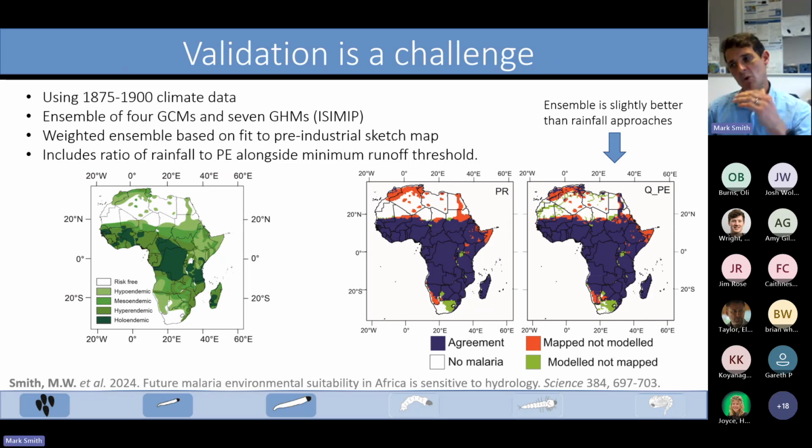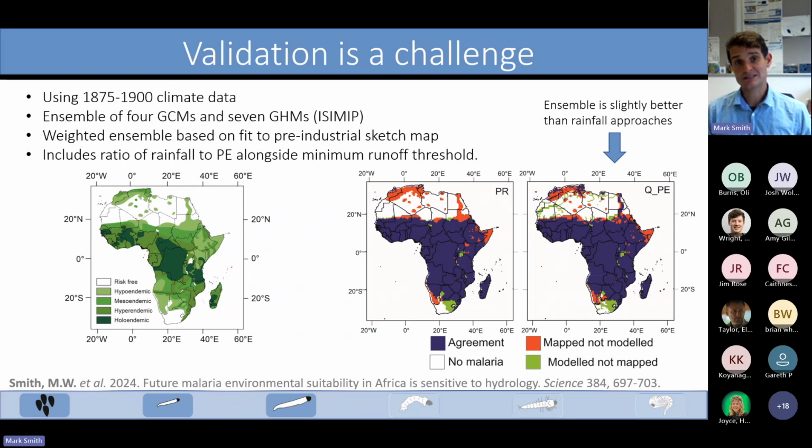When you do a quantitative comparison of rainfall, precipitation, or a discharge-based approach on the right, actually, they're more or less identical. The hydro approach is slightly better, but not by a meaningful amount. But what you notice is that both models will over-predict in South Africa. So the green colour there is where we model it, but don't map it.